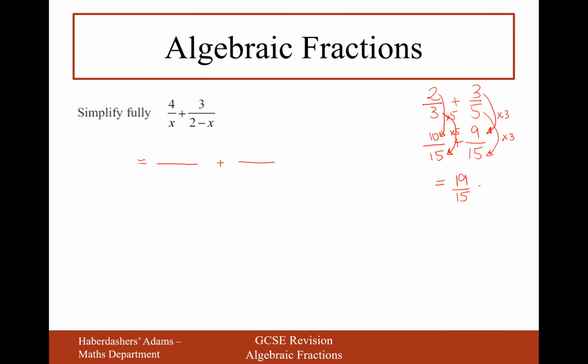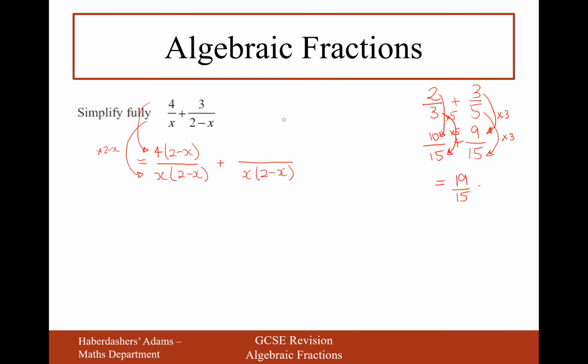So this question here. With these two factors, the factors are x and 2 minus x. So that's what I want to create a common denominator of on my two fractions. And then I can add them together. So on the first one, I've multiplied the denominator by 2 minus x. So that's what I'll have to do to the numerator as well. So it's going to be 4 times 2 minus x.